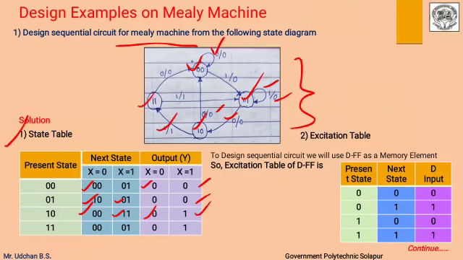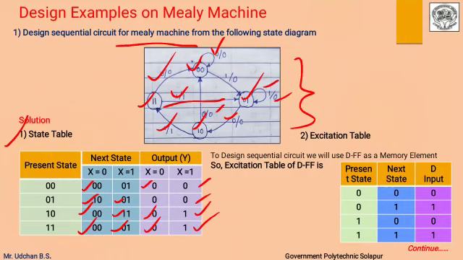Similarly we will check for 1 1. The 1 1 state goes to 0 0 when input is 0, as shown over here, and the output for that is 0. The 1 1 state goes to 0 1 when input is 1, as written over here, and the corresponding output is 1. This is how we can complete the state table from the given state diagram.